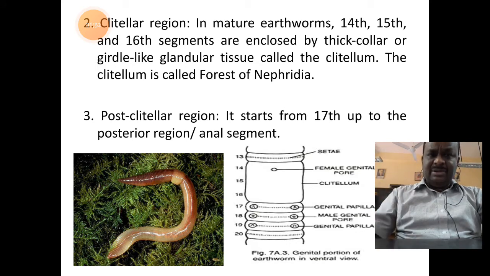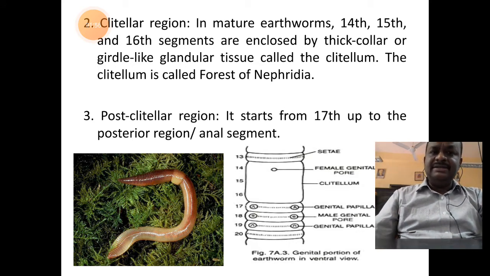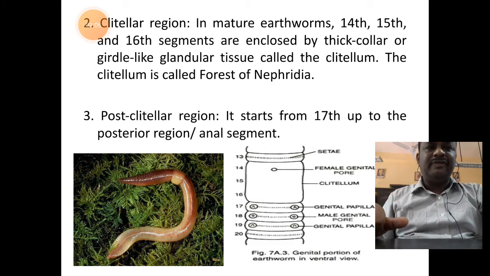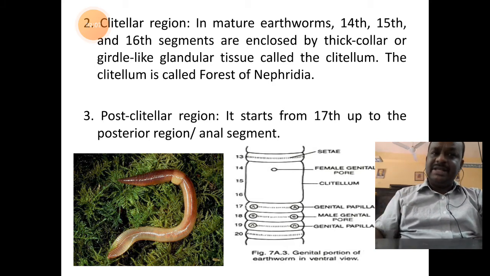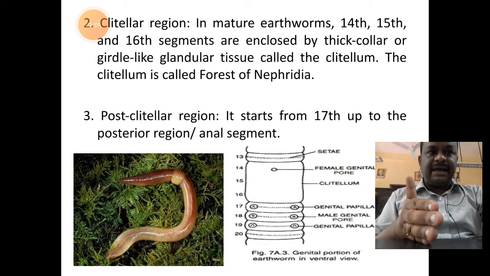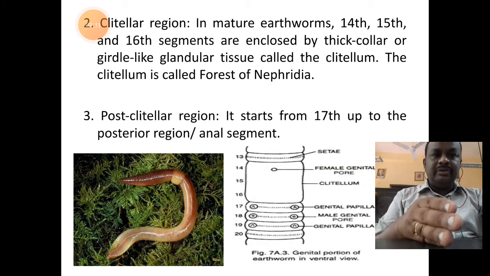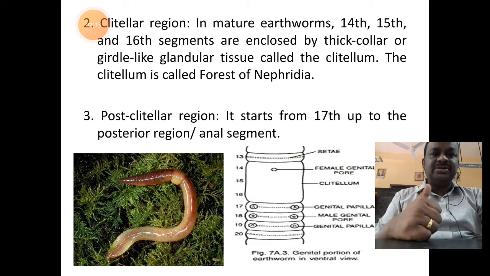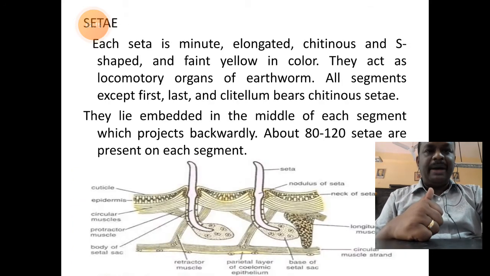Next to the region of clitellum, towards the posterior side is the postclitellar region that will start from the 17th segment and end at the anal segment or the last segment of the body. I think till there we have learnt in the previous class. Today we will continue with the rest of the morphological features of Pheretima posthuma.